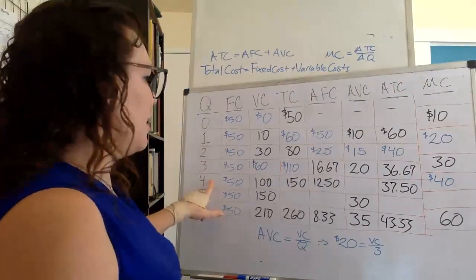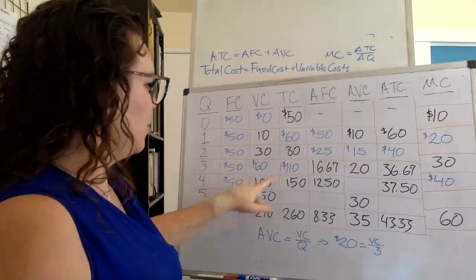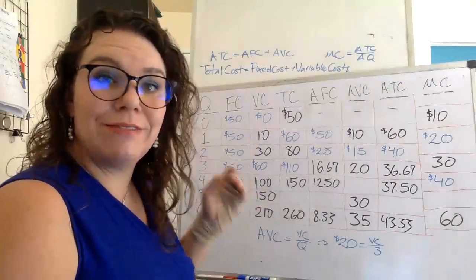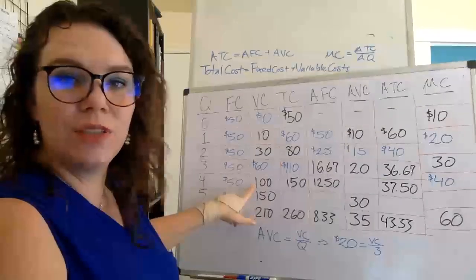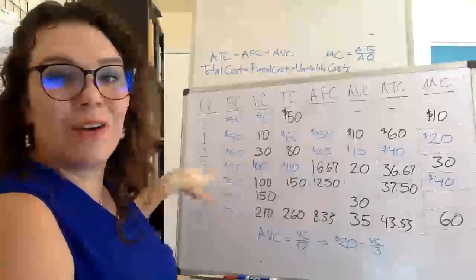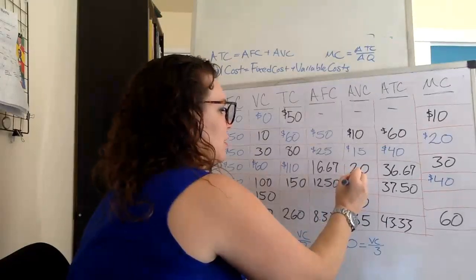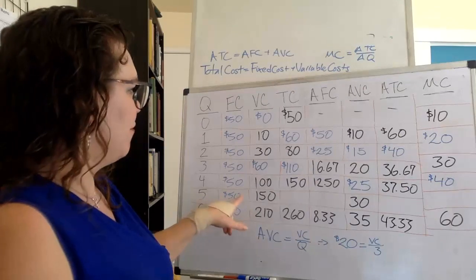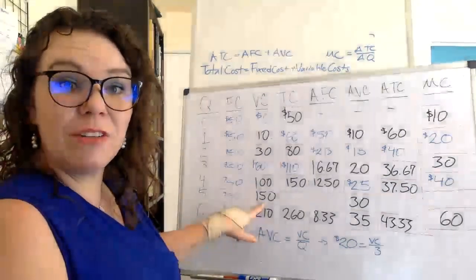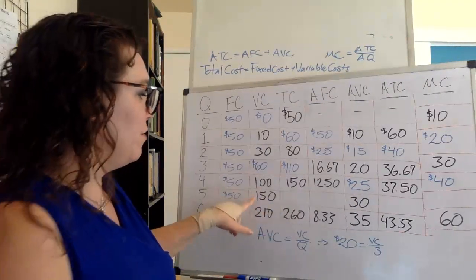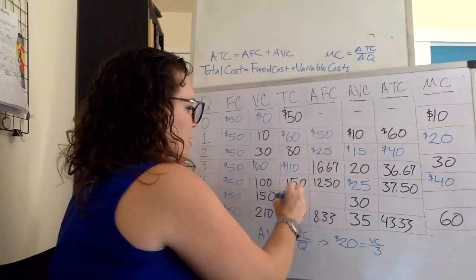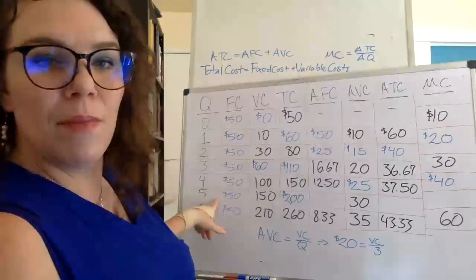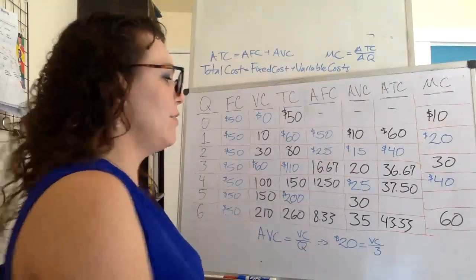Almost done. Now we have the quantity of 4. We've got our fixed cost, variable cost, total cost, average fixed cost. We need to find average variable cost. Average variable cost is variable cost divided by quantity. If our variable cost is 100 and our quantity is 4, then our average variable cost is going to be $25. At a quantity of 5, we've got fixed cost of $50, variable cost of $150. So our total cost is 50 plus 150, or 200. And we can find our average total cost by dividing that $200 by 5. 200 divided by 5 is 40.